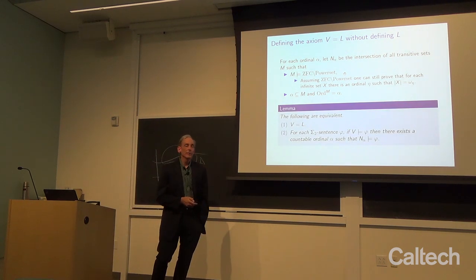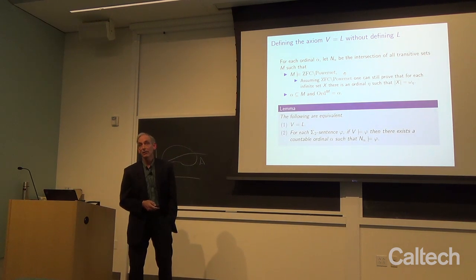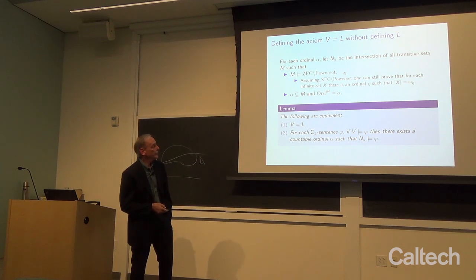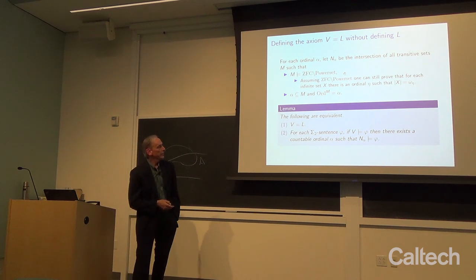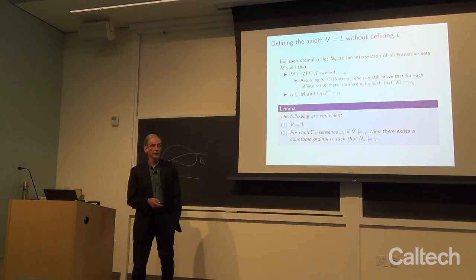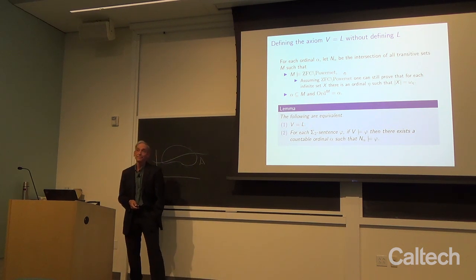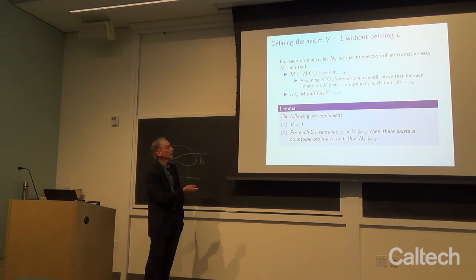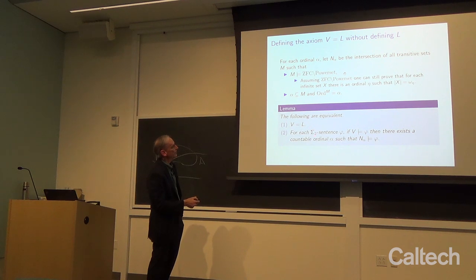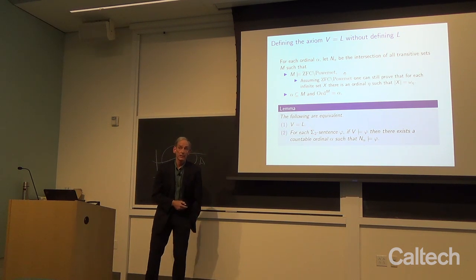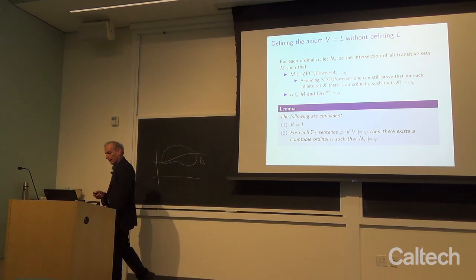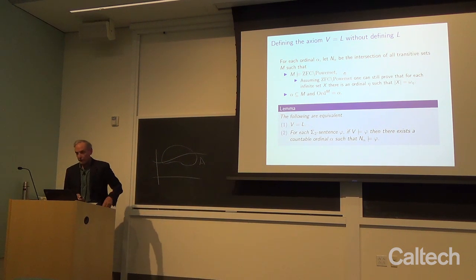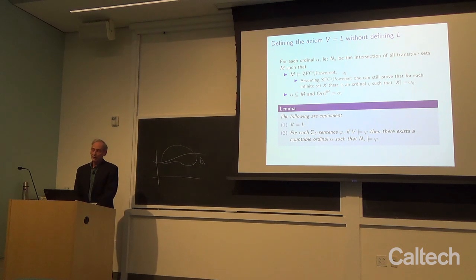Now the following are equivalent. The axiom V equals L, which I've already defined: for each Σ2 sentence φ, if φ holds in V, then there's a countable ordinal α such that L_α satisfies φ. So all you have to do is, these are the test models. If you can reflect every true Σ2 sentence into a test model, that's equivalent to V equals L. All right, so that will be the template for trying to generalize V equals L, but we need test models.